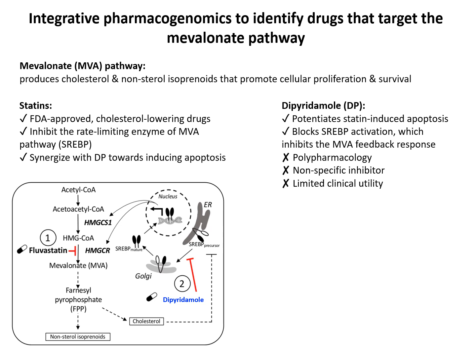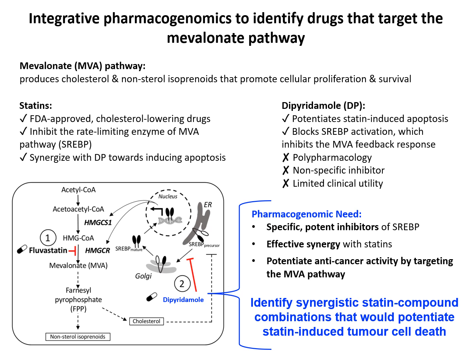So the question became, really, there's this pharmacogenomic need that's arising. We're trying to identify some potent inhibitors that can target the rate-limiting enzyme of the mevalonate pathway, but also the requirement is that these new drugs can also effectively synergize with statin and together really potentiate anti-cancer activity and target the mevalonate pathway in particular. So given all of that, the question was, can we identify synergistic statin-compound combinations now that can potentiate statin-induced tumor cell death in breast cancer?